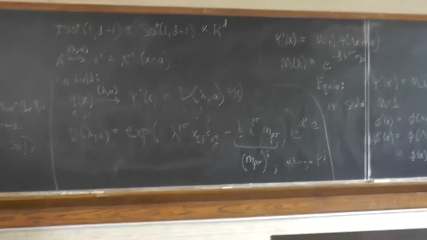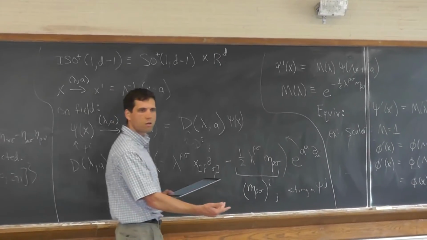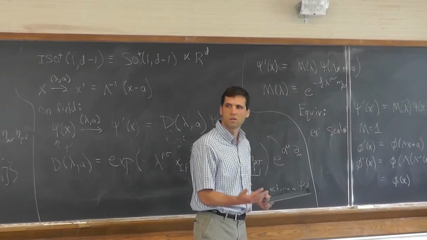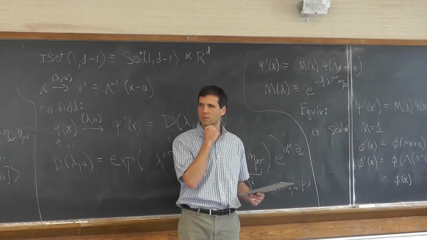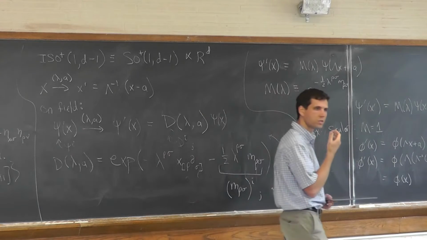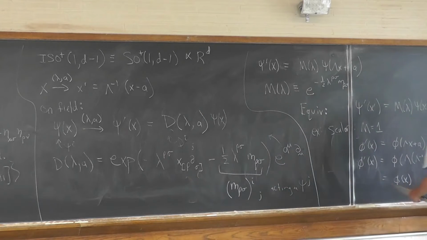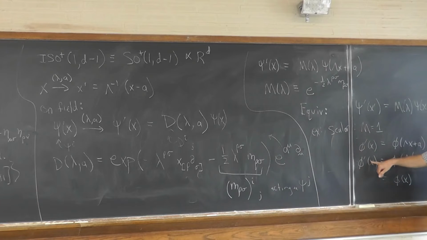Okay, so this is just our usual transformation law for fields, but I'm writing things a little bit differently. Does this make sense? The transformation law for scalars that we introduced months ago was just this one, phi prime of x prime is equal to phi of x. This is the same.